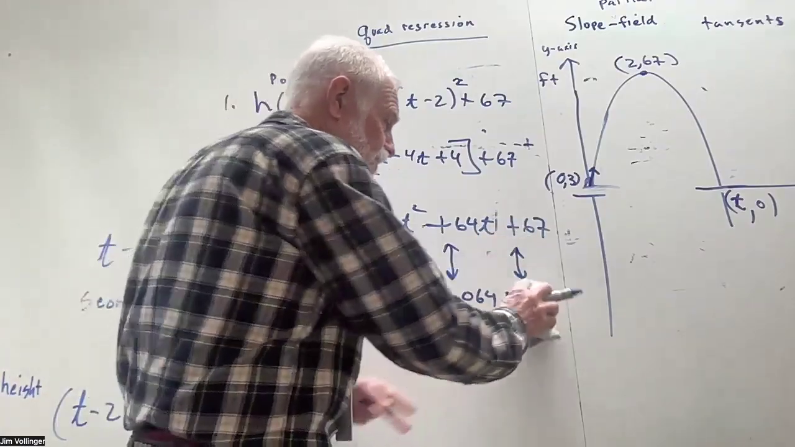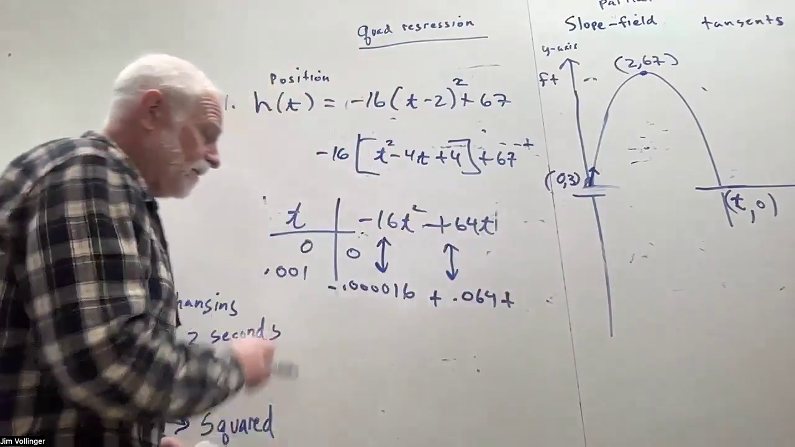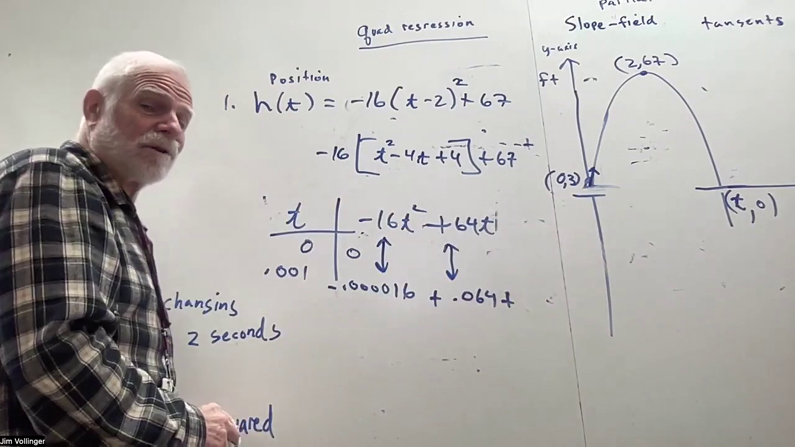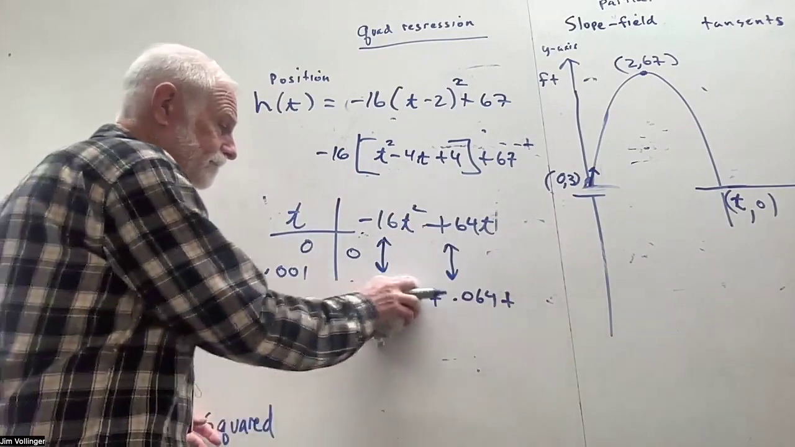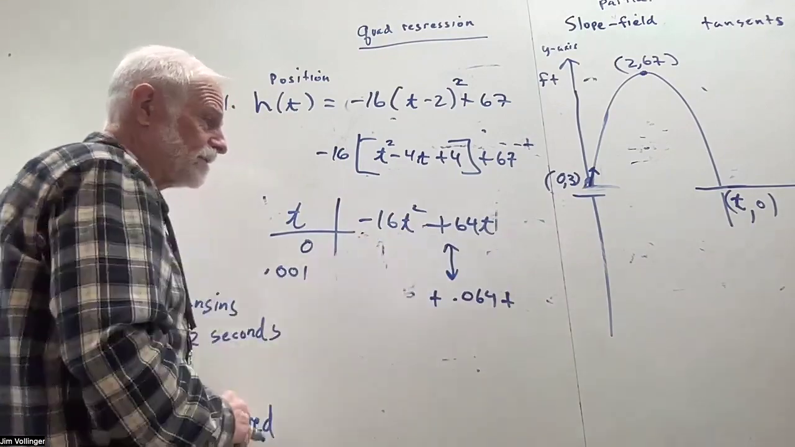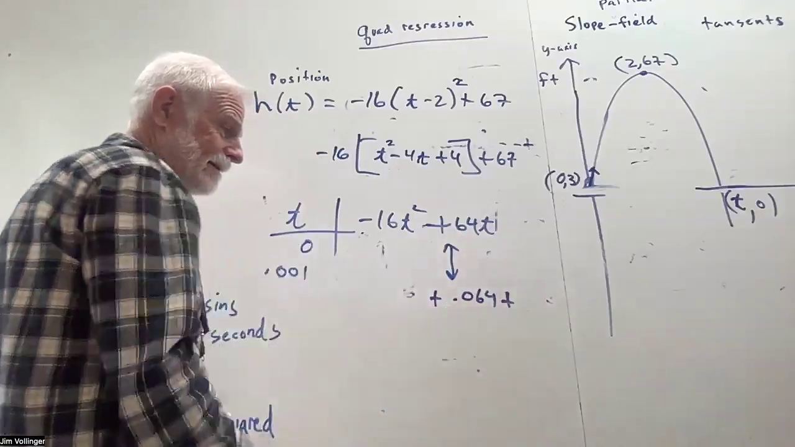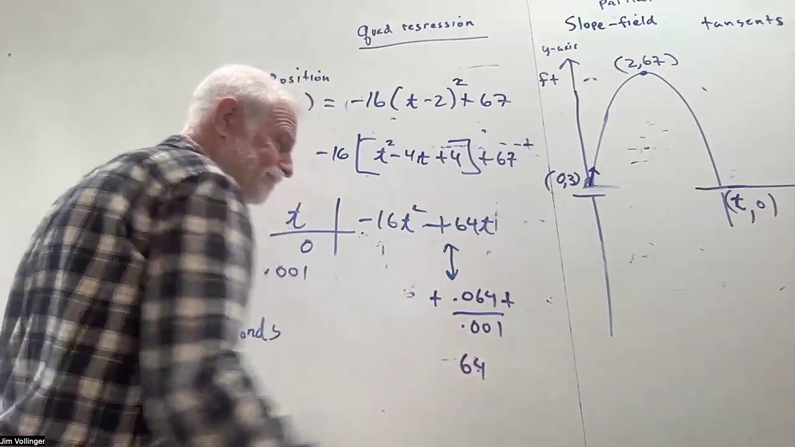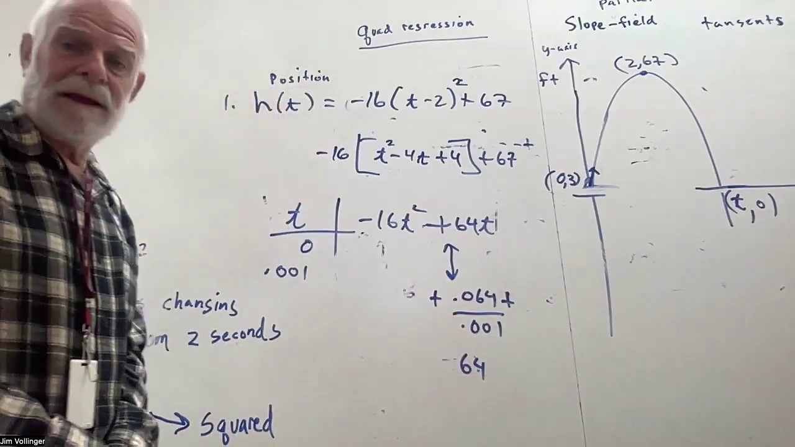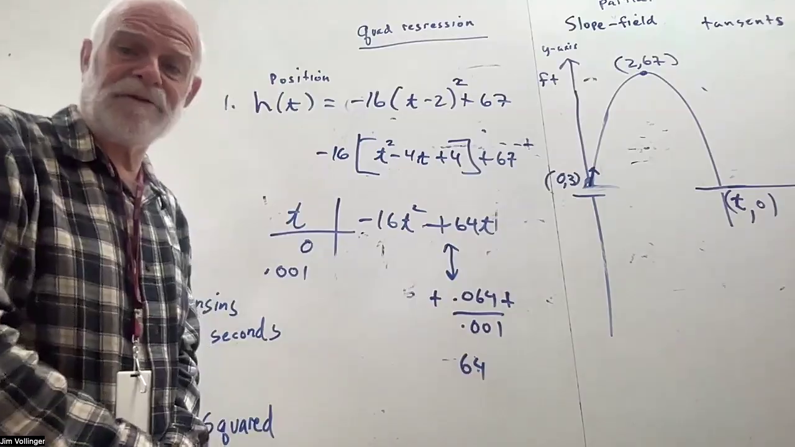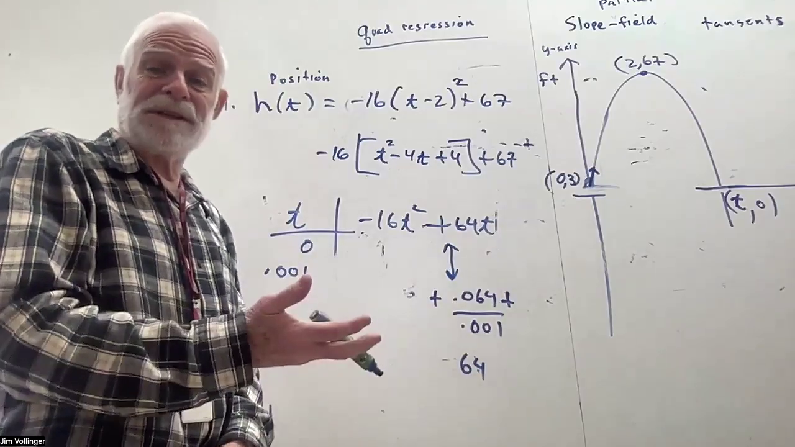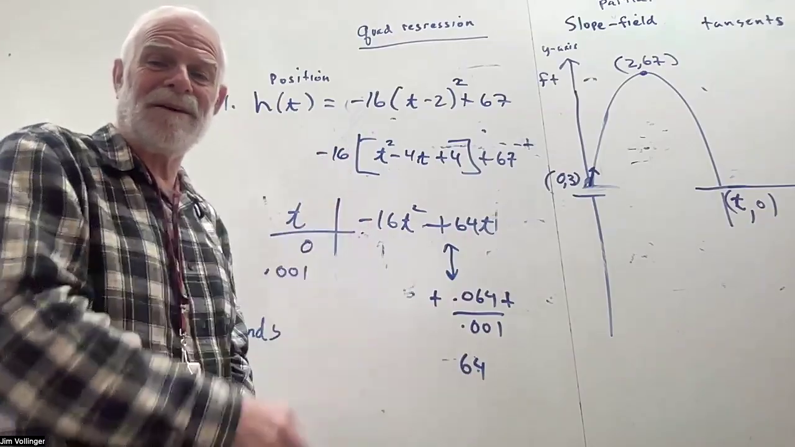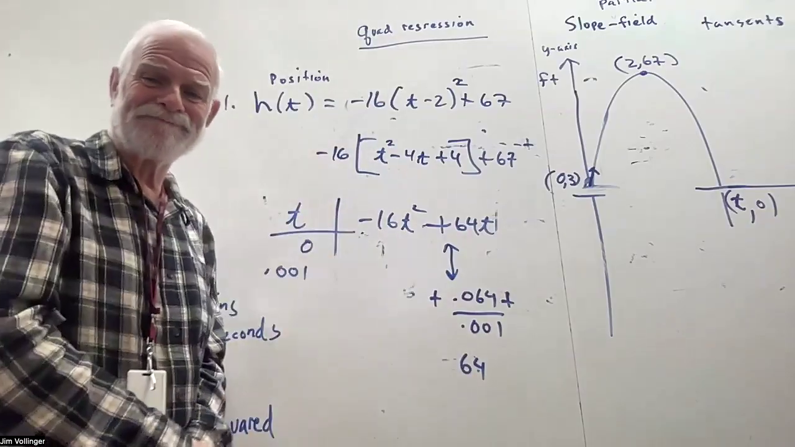There's no change here. I could have done more decimal places. What's going to happen to this amount? It's going to get closer and closer to 0. But one thing is not going to change. That divided by that is 64. And that, my friends, is the rate of change of the ball. Once it left my foot, it was going up at 64 feet per second, and it went up into space.